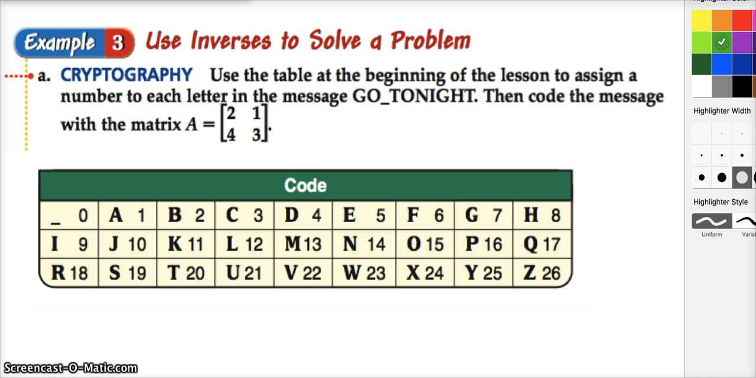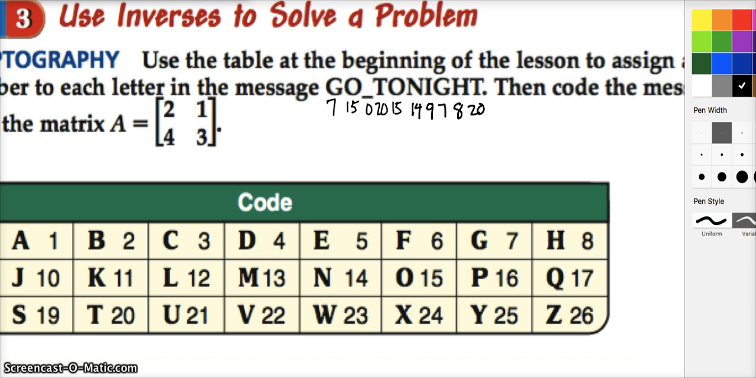So look at the simple assignment of letters to numbers, and this space represents 0. So what we'll do is we'll create that. So G is 7, O is 15, and I'll finish that up. So here's the numerical assignment to each of the elements in this code, but then we're supposed to code the message using this matrix. And in order to do that, we need to put this into a matrix that I can multiply by 2, 1, 4, 3, this 2 by 2 matrix.